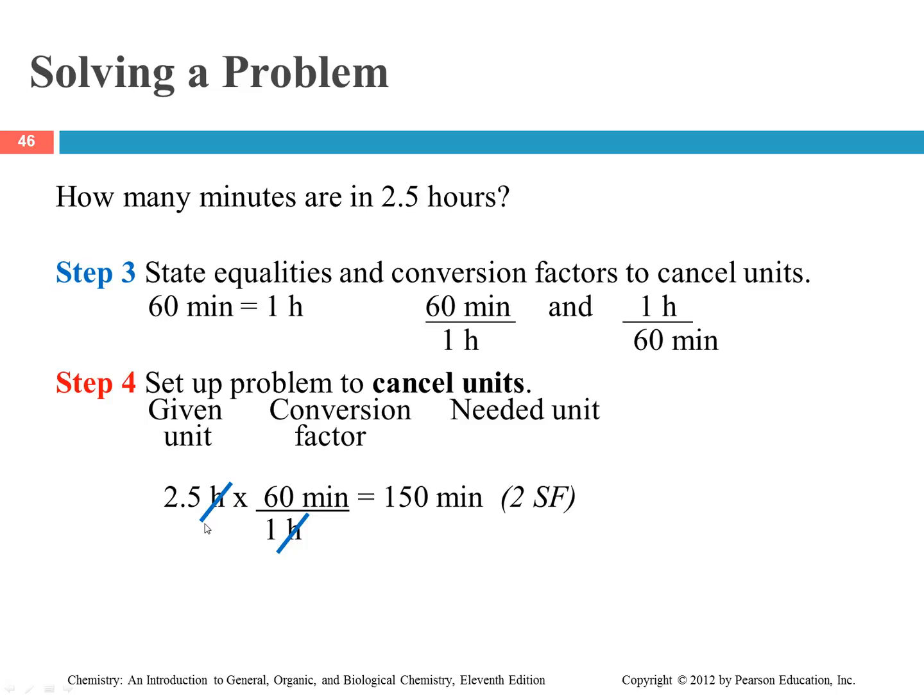Okay. And we're going to use this first conversion factor. So we put 60 minutes per 1 hour, and then we multiply and we get 150 minutes and two significant figures. Okay, remember that when we do not have a decimal place, this 0 is not significant. So we have the 1 and the 5 are the two significant digits. Okay, any questions?